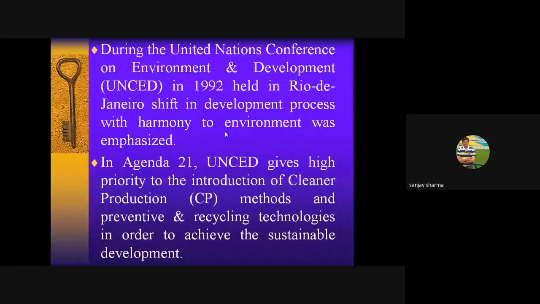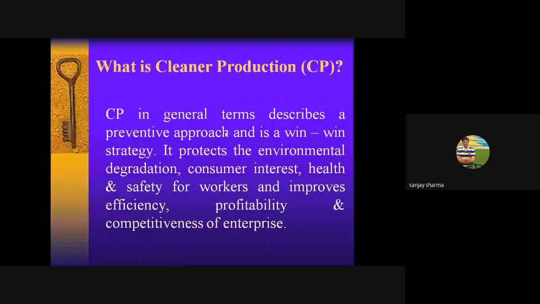So as per these various international requirements, or as per Agenda 21 of the United Nations, higher priority is given to the introduction of cleaner production methods and preventive and recycling technologies in order to achieve sustainable development. So coming again to what cleaner production is: in general terms it describes a preventive approach and is a win-win strategy. It protects against environmental degradation, protects consumer interest, health and safety of workers, and improves efficiency, profitability, and competitiveness of the industry.